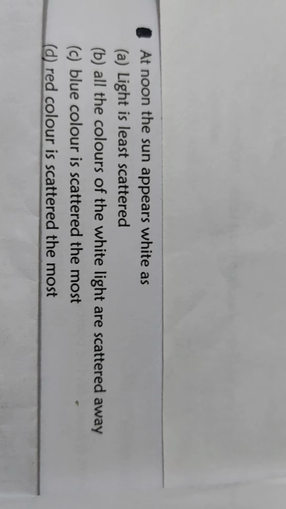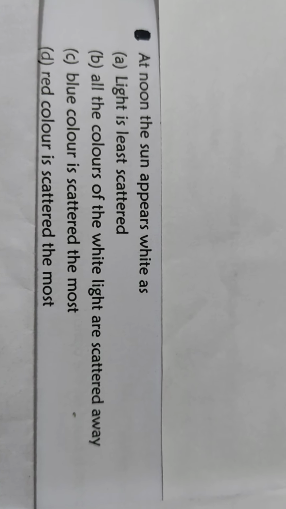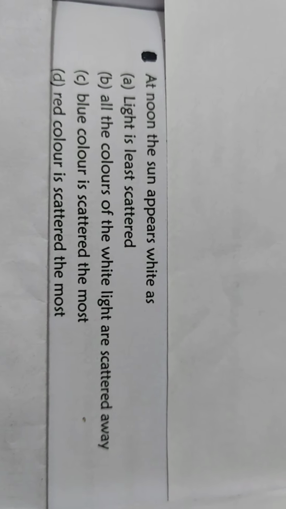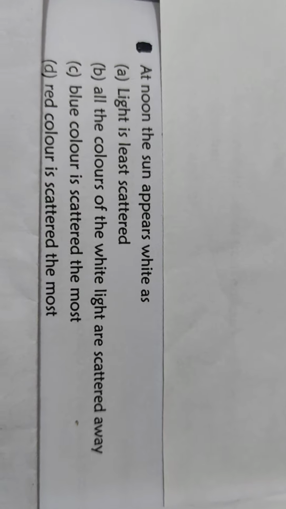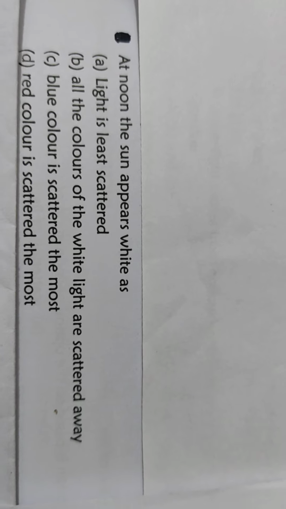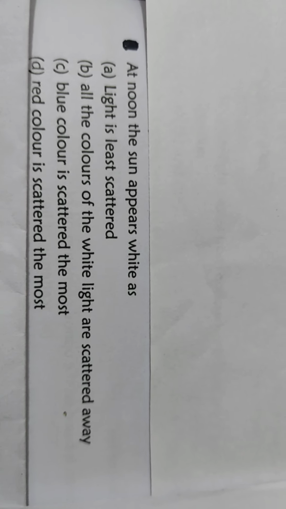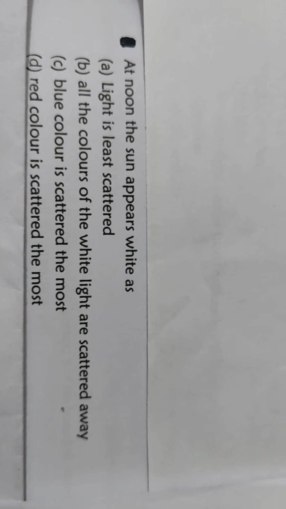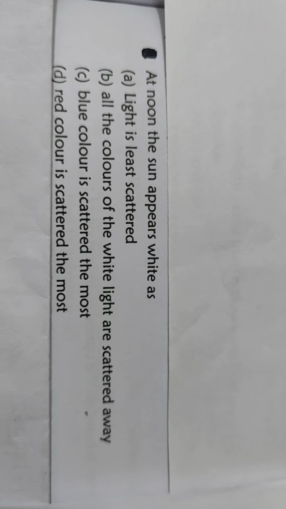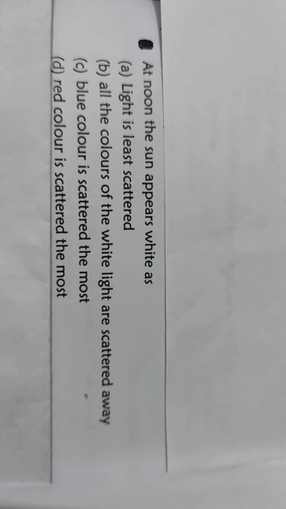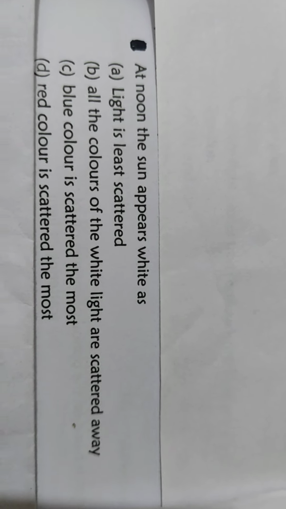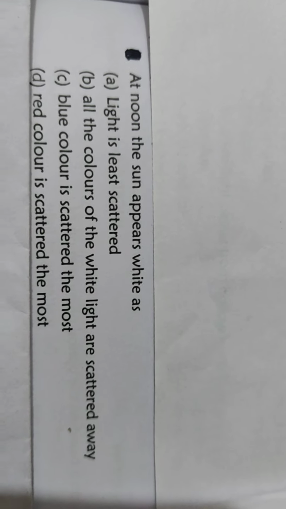So if your concepts related to scattering are clear, and if you have watched the videos related to this topic, you must be knowing that at noon the sunlight has to travel less distance as compared to when sun rises or sun sets. So when sun rises or sun sets, sunlight has to travel larger distance, and during which the blue color of the light mostly gets scattered away. Okay, and so it appears red in color. But at noon the sunlight has to travel less distance, so light is least scattered, so we can see all the colors present in the sunlight, so it appears white only.